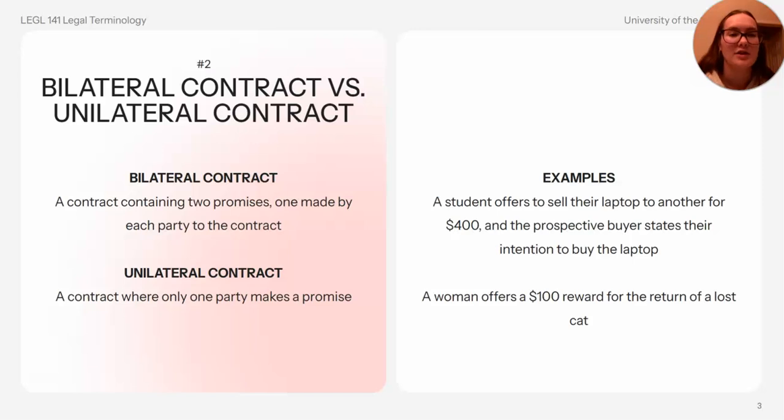Next, we have bilateral contract versus unilateral contract. Bilateral is a contract containing two promises, one made by each party to the contract. An example of this is a student offers to sell their laptop to another for $400, and the prospective buyer states their intention to buy the laptop. A unilateral contract is one where only one party makes a promise. So an example would be a woman offers a $100 reward for the return of a lost cat.